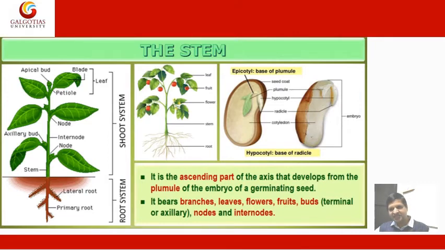If you see the seed, there is the seed coat, plumule, hypocotyl, radicle, cotyledons, and the complete structure is the embryo. The stem is the ascending part of the axis that develops from the plumule of the embryo of a germinating seed. It bears branches, leaves, flowers, fruits, buds, and the buds are terminal and axillary buds, nodes and internodes.